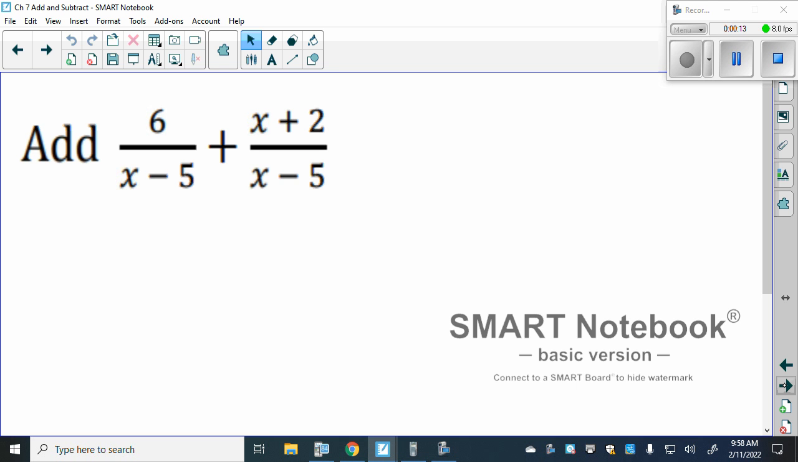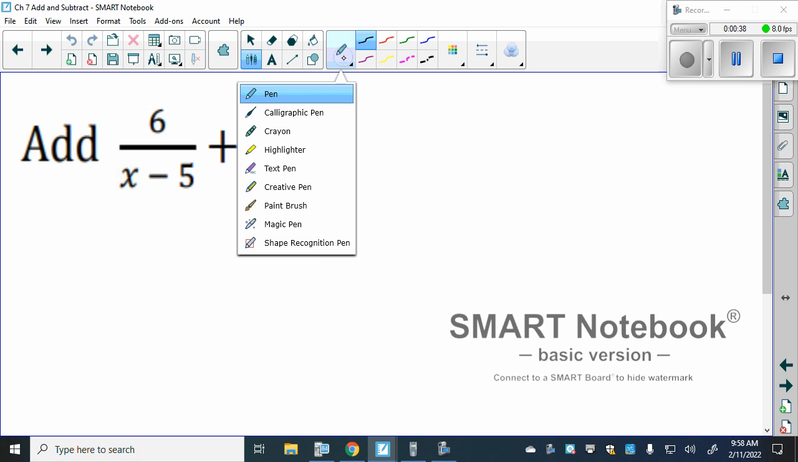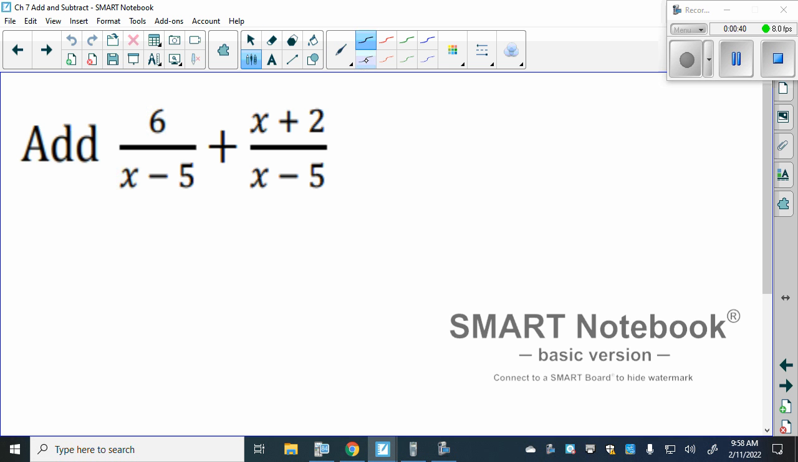All right, guys. We're going to look at addition and subtraction today. Addition and subtraction of these rational expressions is actually not too bad if the denominators are already the same. Because if they're already the same, we just add or subtract the numerators. So in this first one here, both of the denominators are already x minus 5.